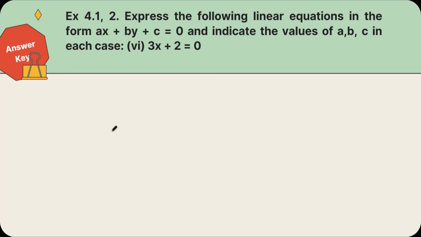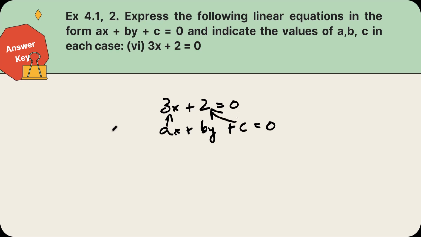All right, let's see the next question. Express the following linear equation, same type: 3x plus 2 is equal to 0. So 3x plus 2 is equal to 0, right? Write the general form: ax plus by plus c. Always write the general form, okay? Then you can easily compare. A is what? 3, right? Is there a b? No, there is no y. So c is what? 2.